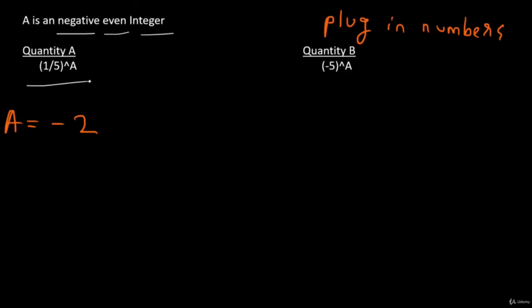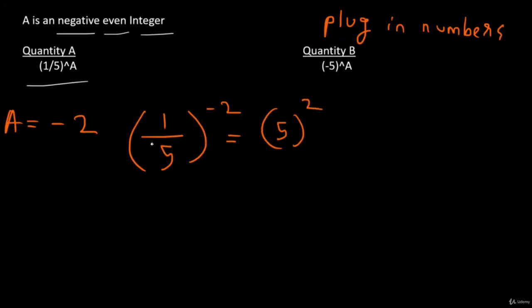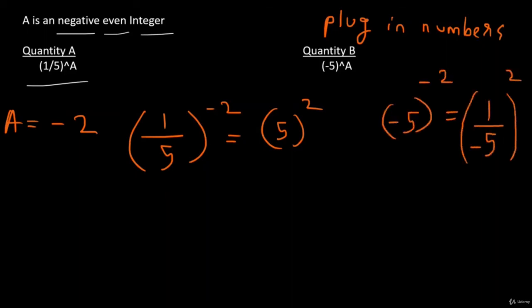Over here, this becomes 1 by 5 to the power minus 2, which is equal to 5 to the power 2, right? So, that's your quantity A. What about quantity B? This is minus 5 to the power minus 2, which is equal to 1 by minus 5 to the power 2. All right. So over here you get 25 and this is a positive fraction, right? So definitely quantity A is greater than quantity B, and hence the correct answer to this question is option A.